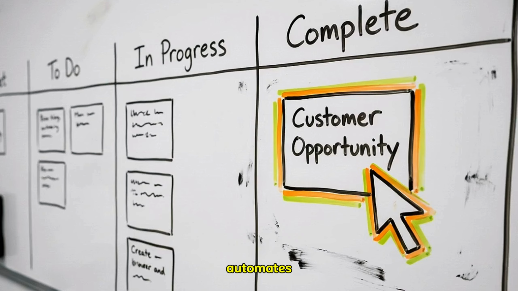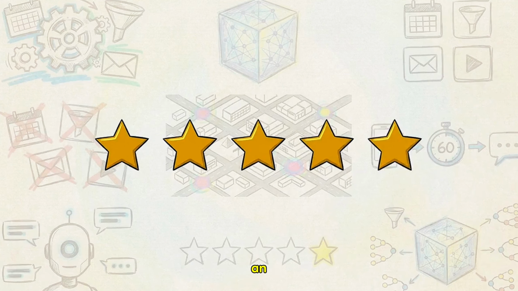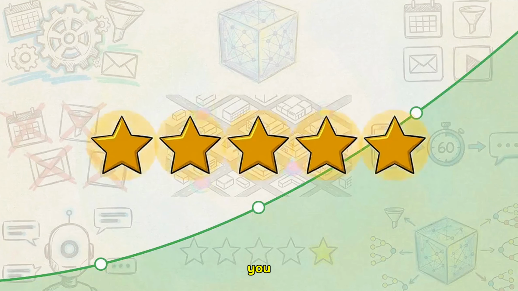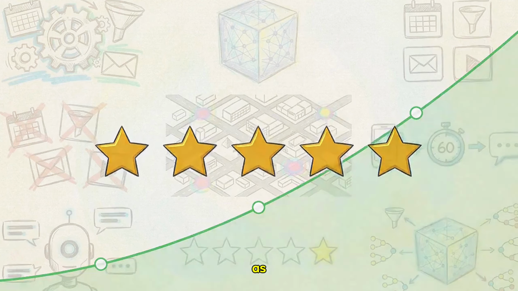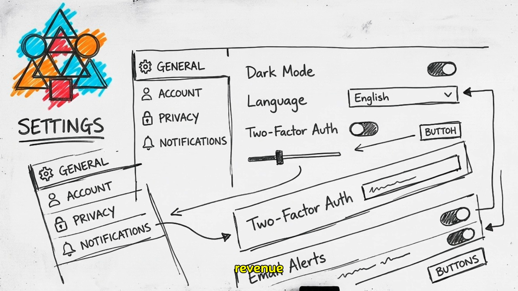Step 7 automates your reputation growth. Set a workflow trigger to fire whenever a customer opportunity is marked as complete. This sends an automated review request, allowing you to scale your 5-star Google ratings as a standard part of your fulfillment process. These 4 sequences transform a business from a reactive operation into a system that recovers revenue and builds authority automatically.